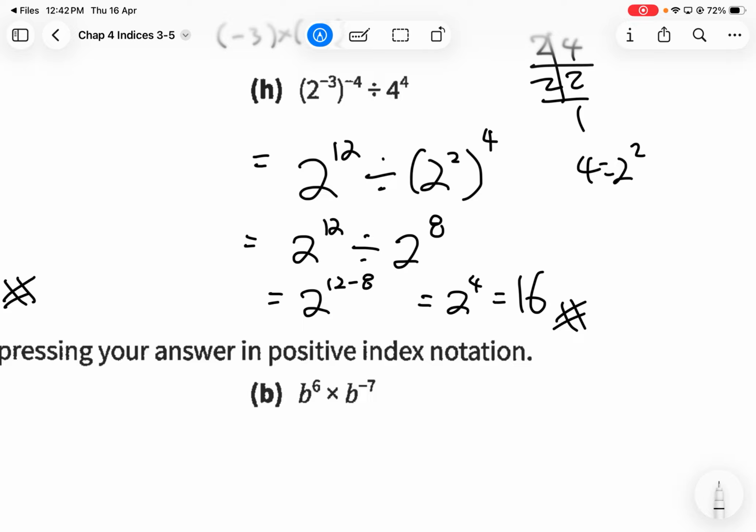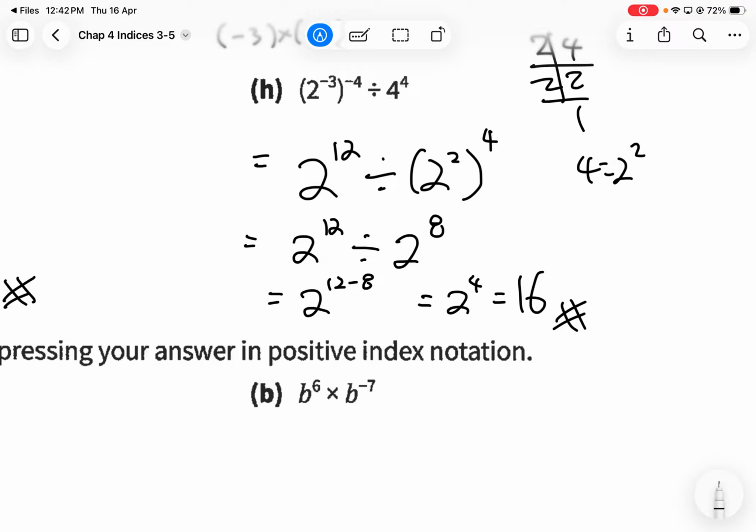Teacher, I don't understand. Don't understand where? The bracket one. Which bracket? This one. 2 to the power of 2, then to the power of 4. You don't understand why it is 2 to the power of 8. Why need to multiply? Okay, answer.